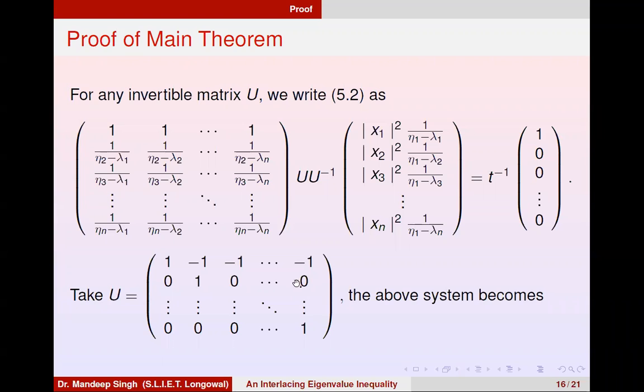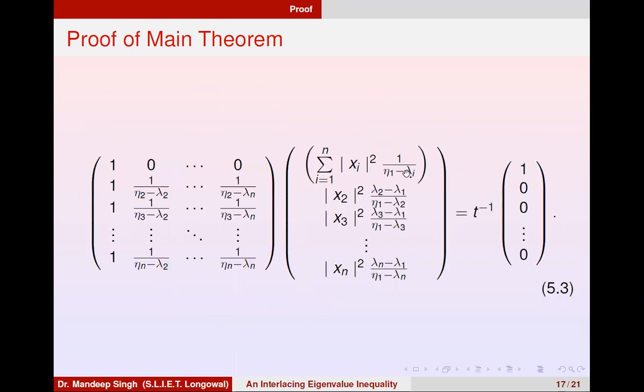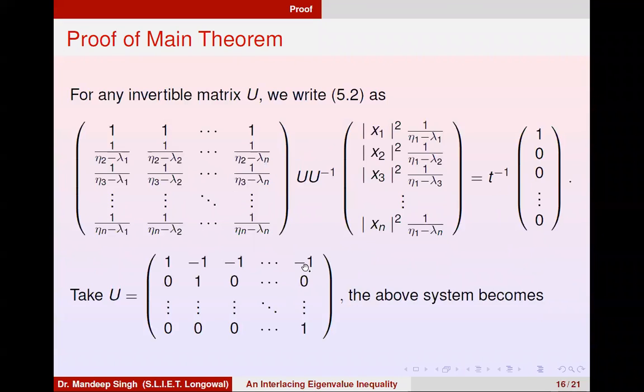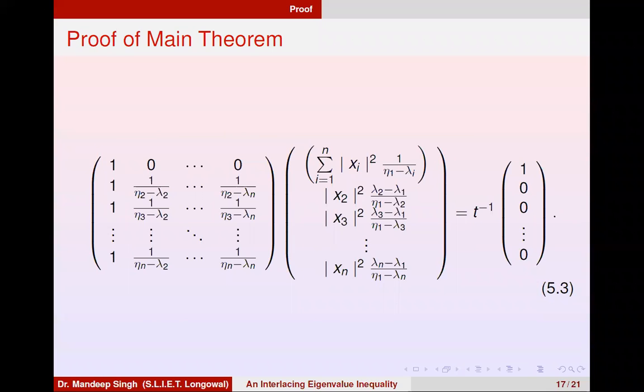And if you take this as U, then U inverse would be what? You add them, one added here, and rest are identity. And this U would be then multiplied with this, and U inverse would be multiplied by this. The system can now be seen as this. Any doubt? So this system.